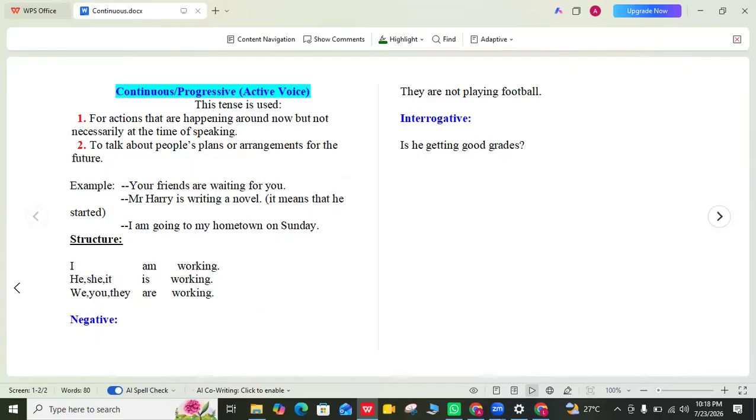After that, we add ing to the base verb, and then it becomes the present participle. So the structure is: first the subject comes, then the helping verb, after that the present participle, and at last the object comes. I have already explained what subject, verb, and object are. If you have not watched my present indefinite tense video, I would advise you to go there first, watch the present indefinite tense video, and then come to this.